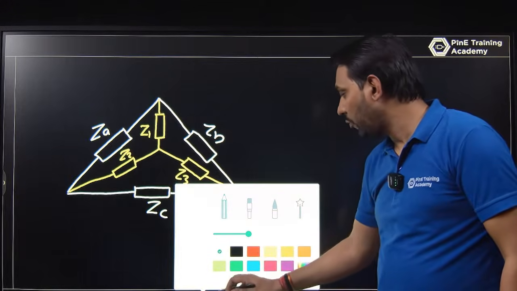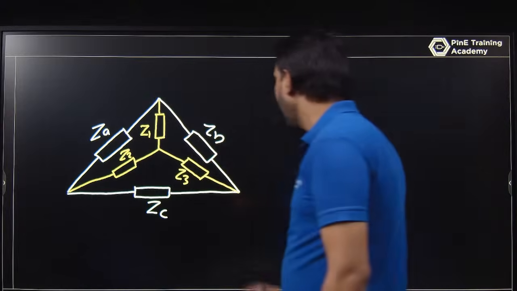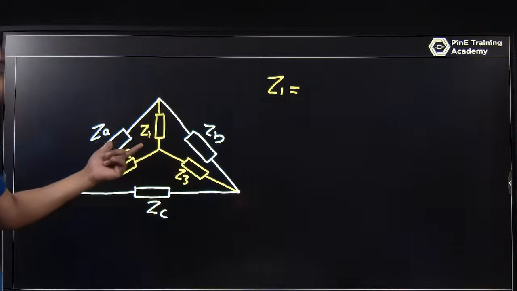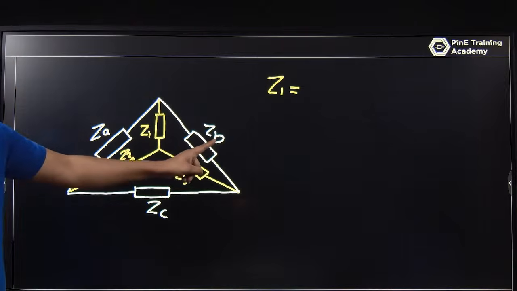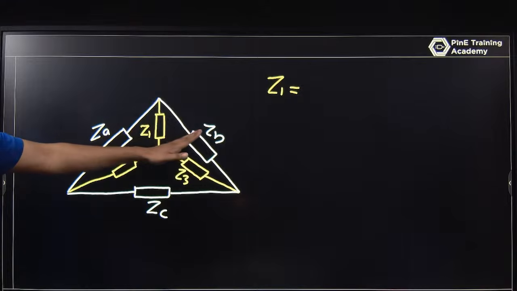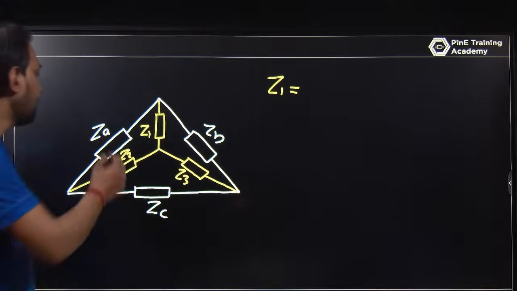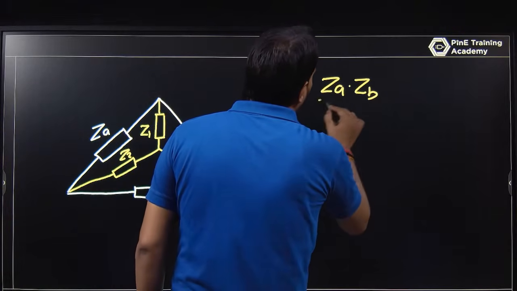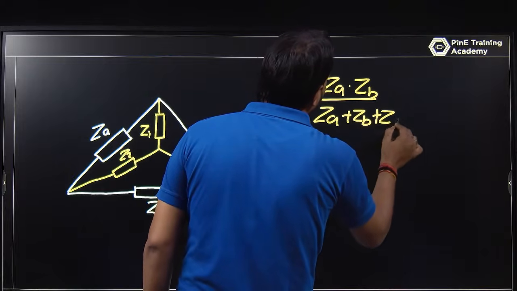So if you talk about what will be the value of Z1, Z2, Z3, if you are converting delta to star, Z1 will be formed with the help of ZA and ZB. Z1 will be ZA into ZB, that is the product of adjacent upon the sum of all impedance, that is ZA into ZB upon ZA plus ZB plus ZC.